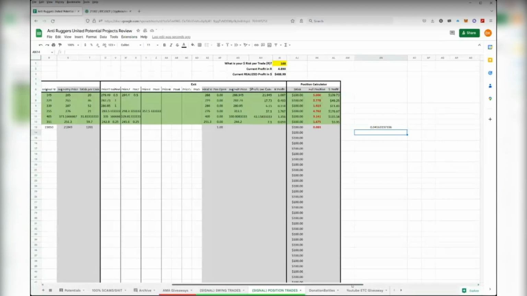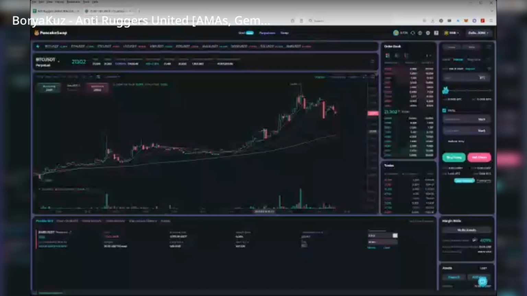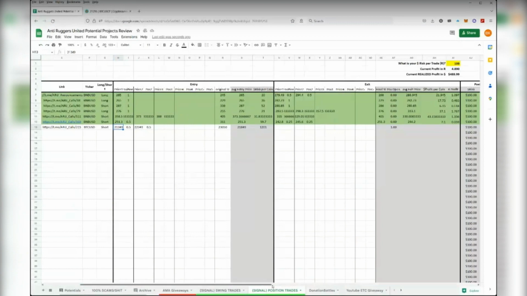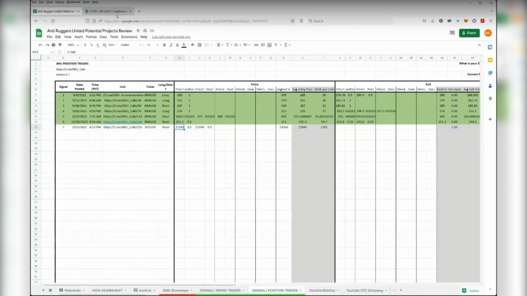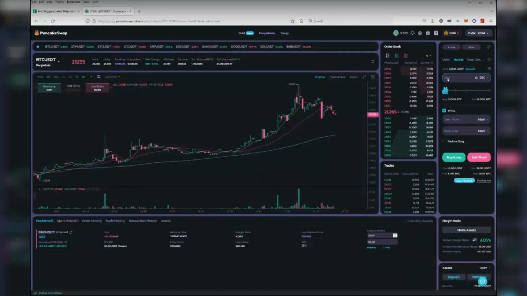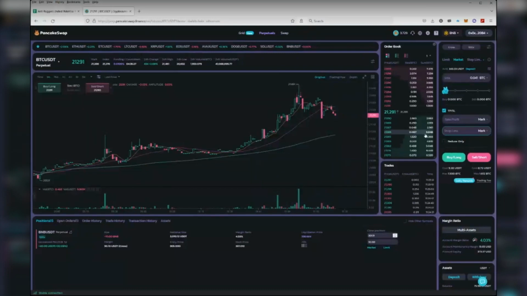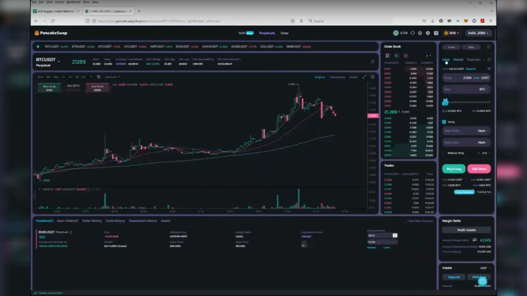So the first one is at 21,349. 0.041 Bitcoin. Stop loss is going to be at 23,050. And click the sell short button. Oh, I have to change to limit. Okay. This is how you enter multiple limit positions.